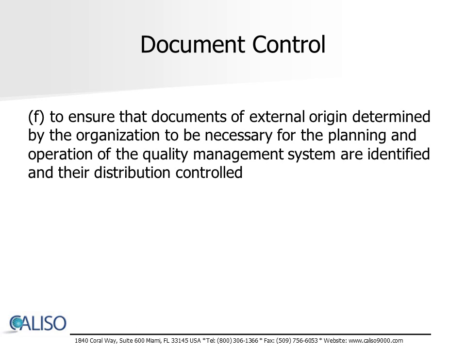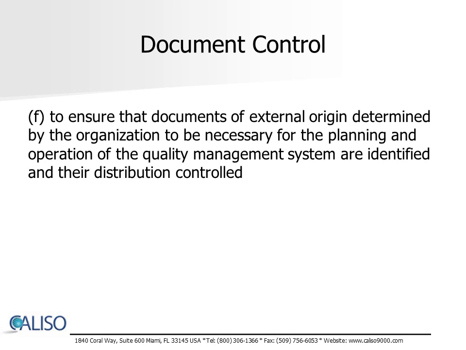Requirement F is to ensure that documents of external origin determined by the organization to be necessary for the planning and operation of the quality management system are identified and their distribution controlled. Documents of external origin can be a variety of documents. ISO 9001-2008, for example, is considered an external document.